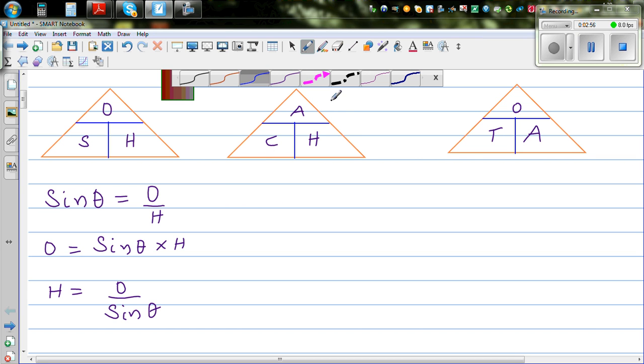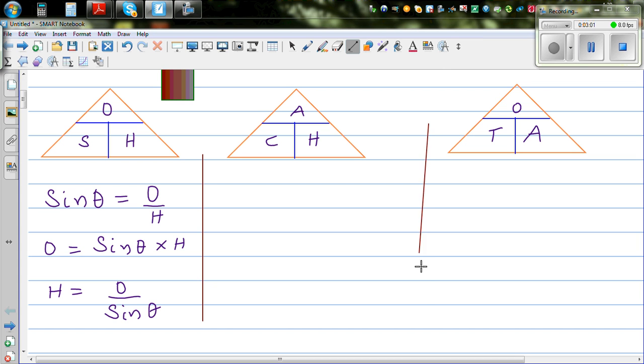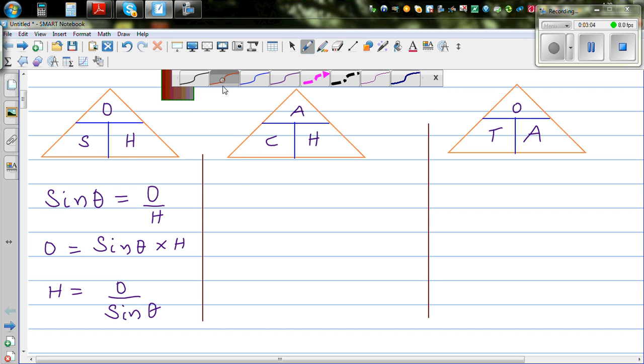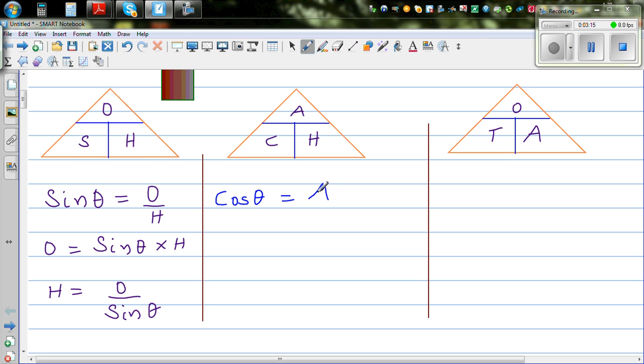For cos theta, let me draw a line here. This is a dividing line. So how do you read this formula? C stands for cos. Cos of an angle is always the adjacent side divided by the hypotenuse. The same principle applies: you cover up C, and A is on top of H. So this is A divided by H.